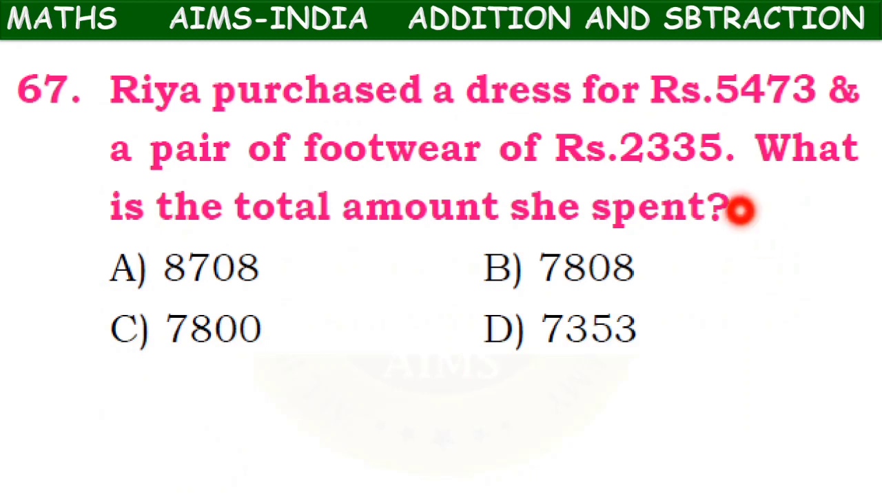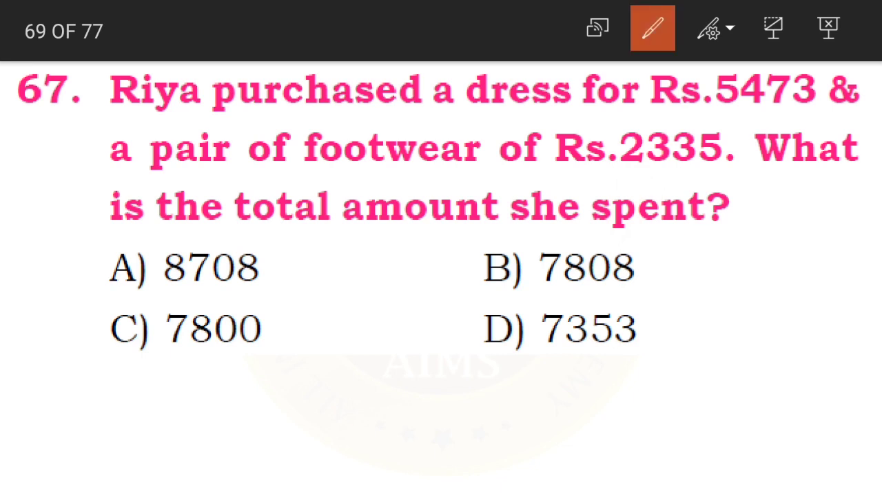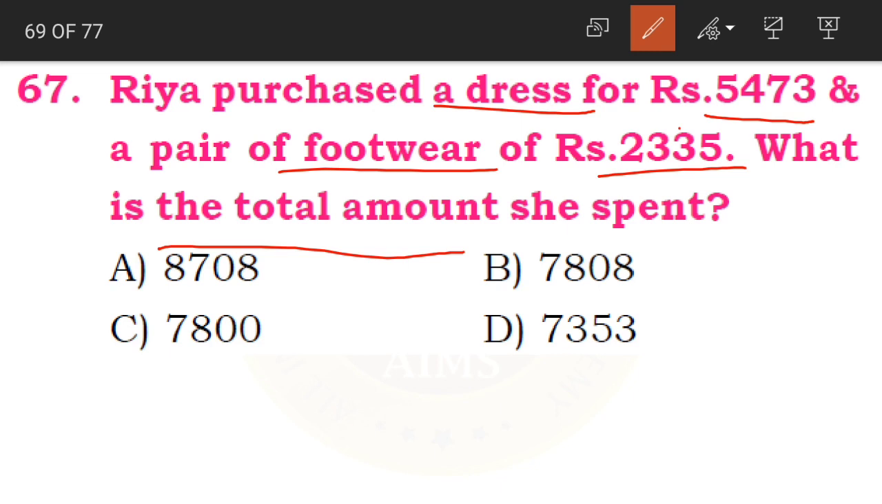Now moving on to question number 67. Riya purchased a dress for 5,473 rupees and a pair of footwear of 2,335 rupees. Now what is the total amount she spent? See, what did Riya do? Riya purchased two items, a dress and a footwear. So the dress was for 5,473 rupees and the footwear cost 2,335 rupees.